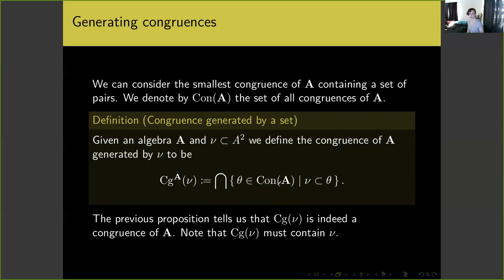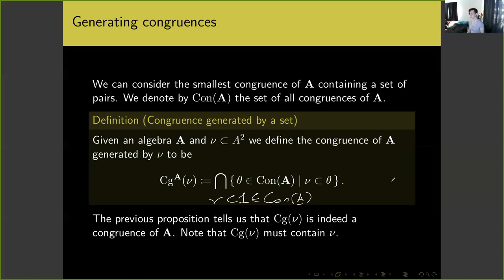And so again, we don't need to worry about that situation where the collection of congruences big theta is empty, because we always have that 1 is a congruence of any algebra A, and 1 contains all possible pairs, and so nu is a subset of 1. So this intersection is an intersection of at least one set, which is the relation 1, the equivalence relation or congruence 1. And so we're just taking that full subset A squared, which contains everything, and intersecting it with other things which contain nu.